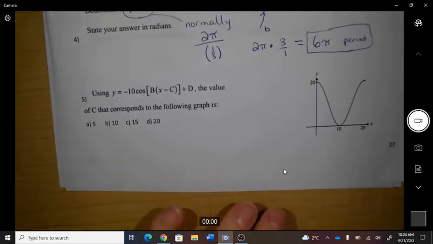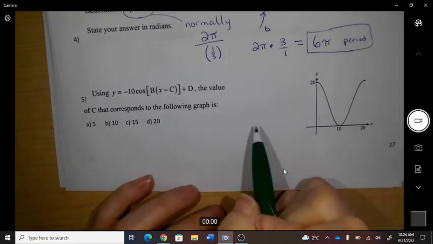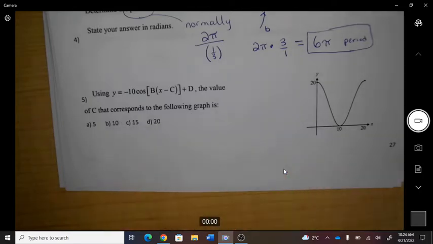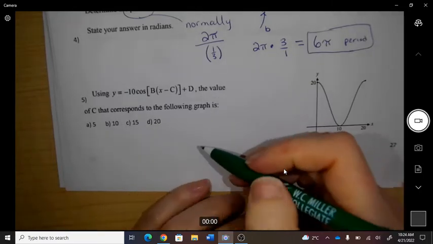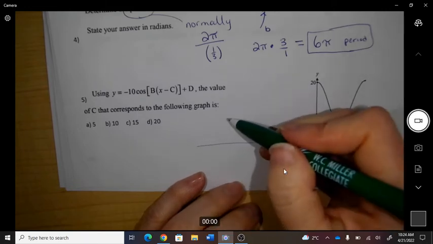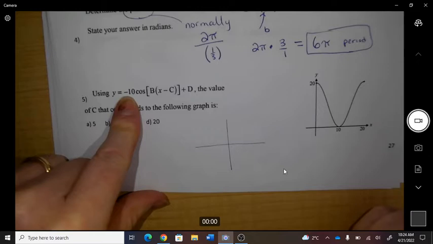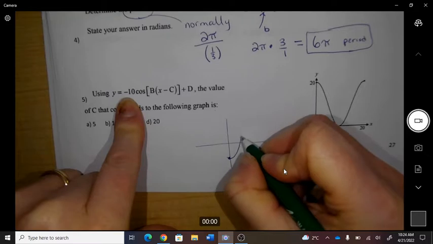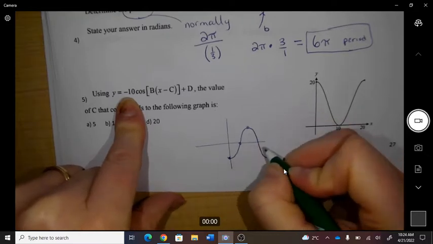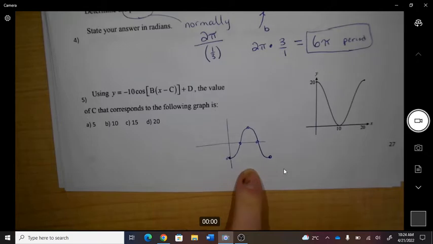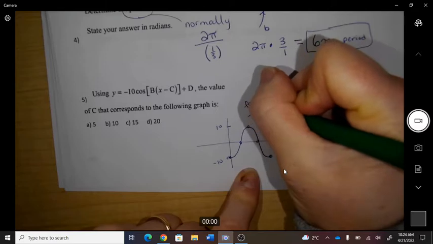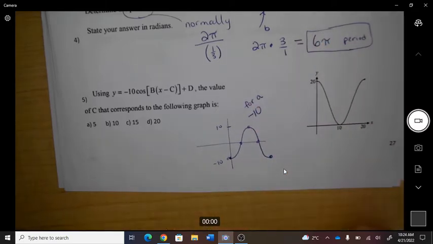Number 5, using this, the value of c that corresponds to the following graph is. Okay, so I'm going to kind of graph this. So -10 cos would mean my cos gets flipped. So that's going to be 10 and -10. Okay, so that has happened.